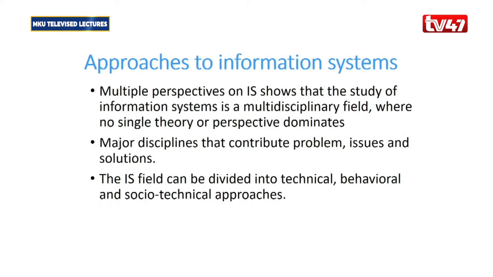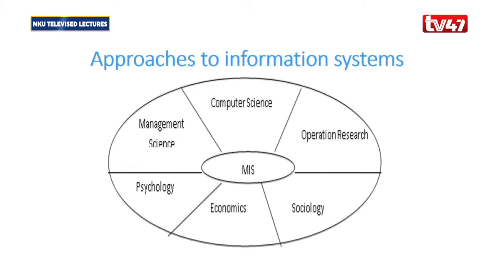So when we are talking about information systems, we realize that IS is actually a multidisciplinary field. It encompasses both technical and behavioral fields, which we can combine as socio-technical. So it is never a single theory, or related to a single field or perspective. Information systems will always deal with several fields: the technical fields, behavioral fields, and socio-technical fields, which combine the technical and behavioral fields.